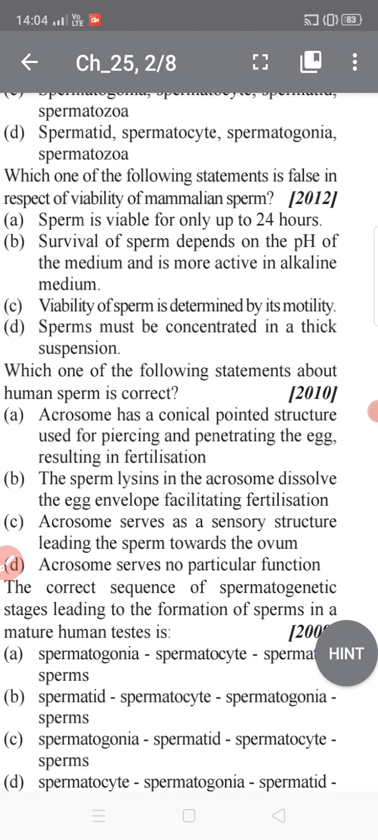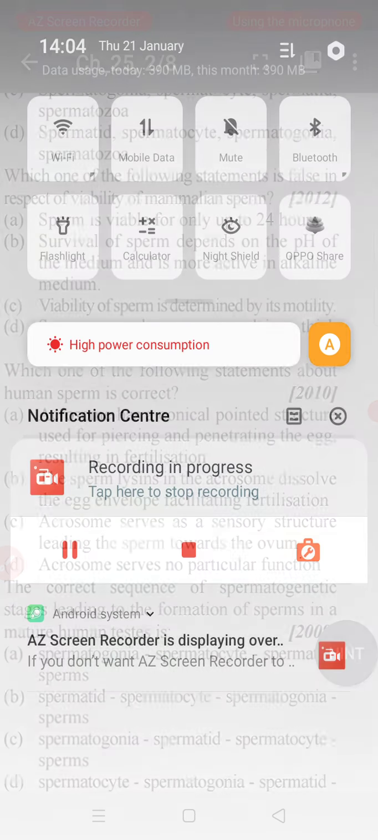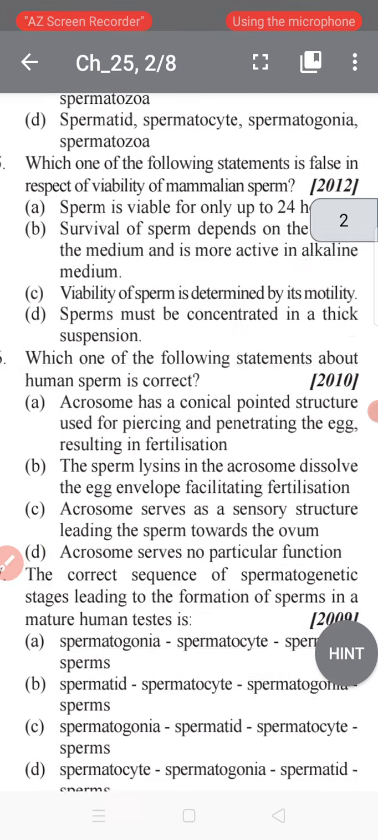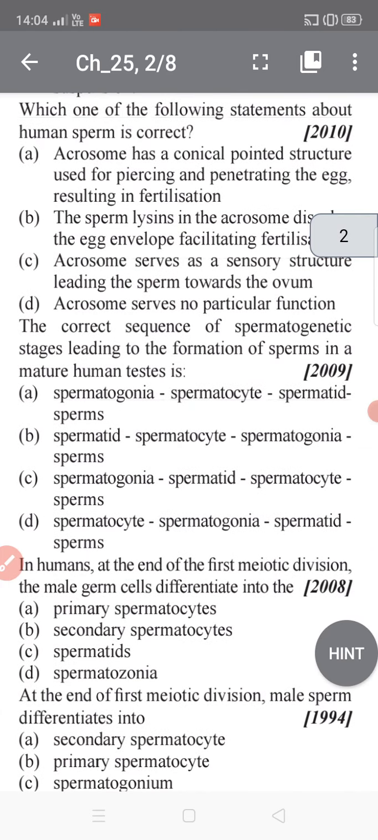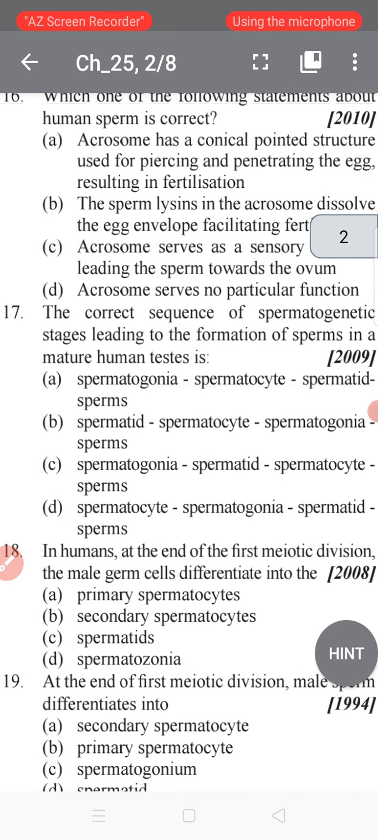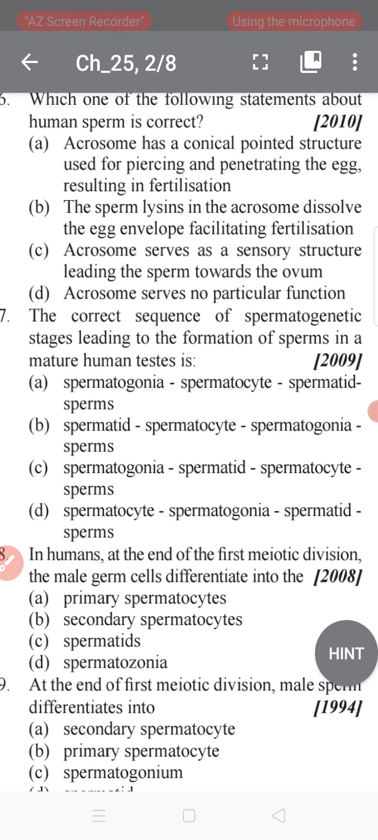Now we are studying question number 17. The correct sequence of spermatogenetic steps leading to the formation of sperms in the mature human testis is what?